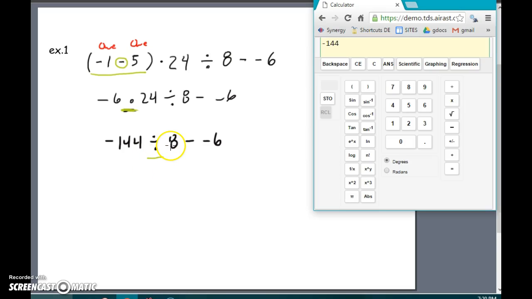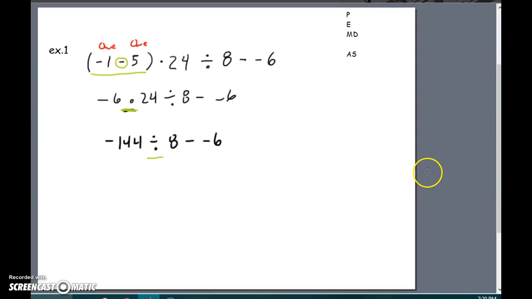Use the calculator again. I already have negative 144 in. Now I just need to divide it by 8. So I'm going to divide it by 8. And I get a negative 18. So we can go ahead and simplify this to a negative 18. Now we have minus a negative 6.